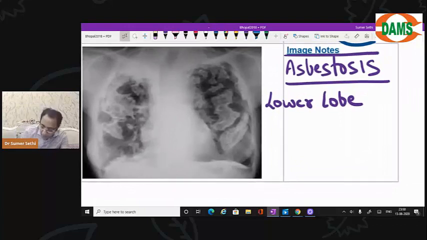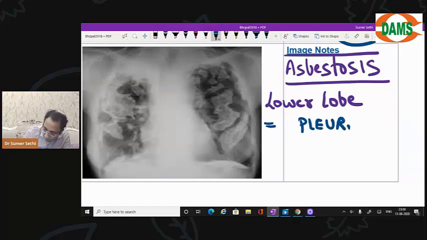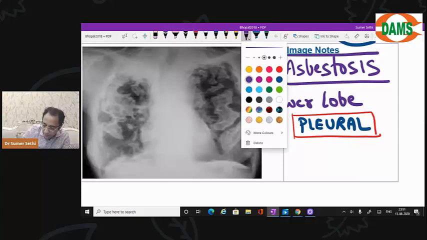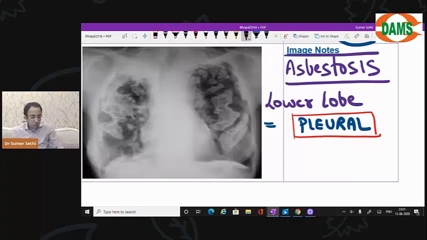Now, the typical feature of asbestosis is pleural involvement. In asbestosis the pleura will also be involved, which does not happen in silicosis. Clear? So in asbestosis you will have lower lobe involvement, and you will have pleural involvement.